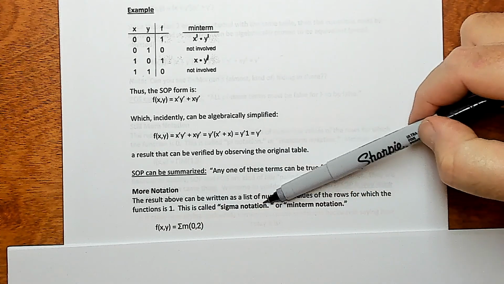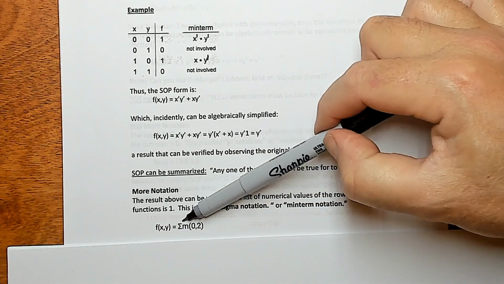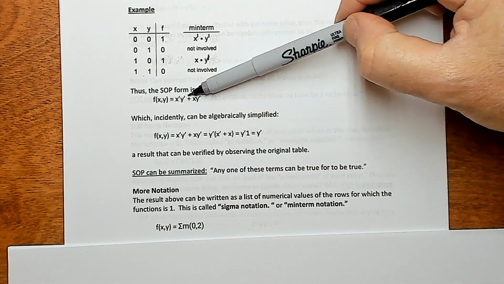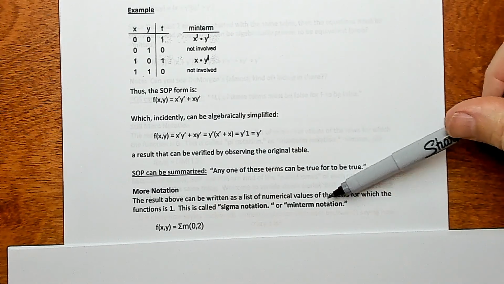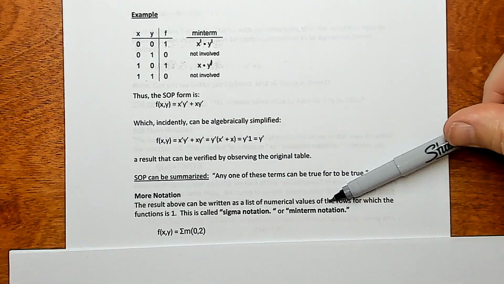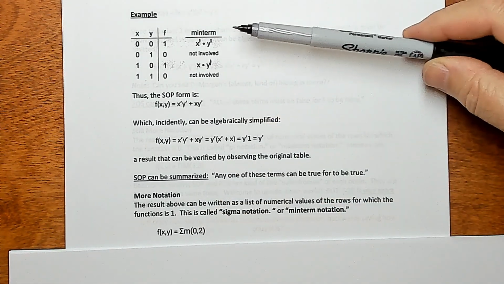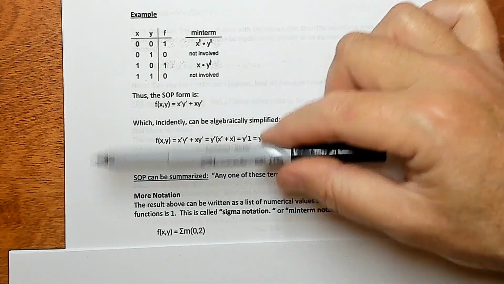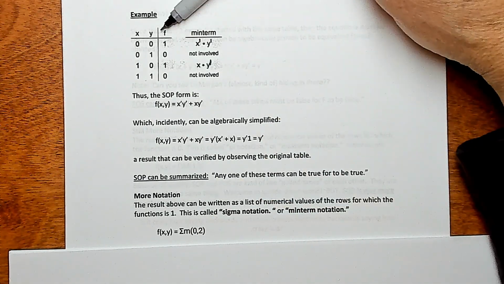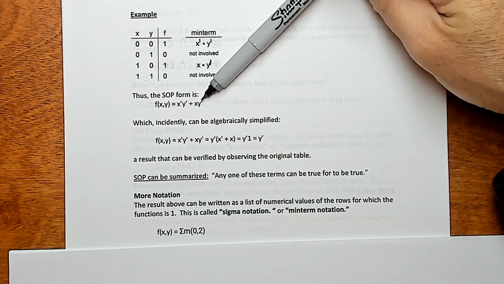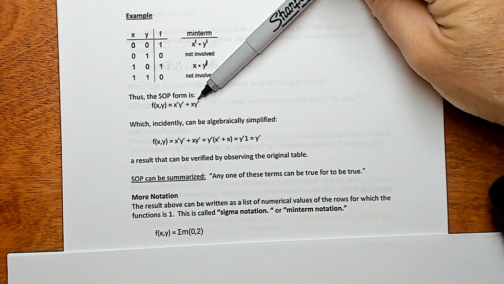Okay, this is sigma notation. Sigma's indicating that we're doing this sum, and it's also called minterm notation. That's the basic idea of sum of products form, which is used to start with a table and derive an algebraic expression from that.